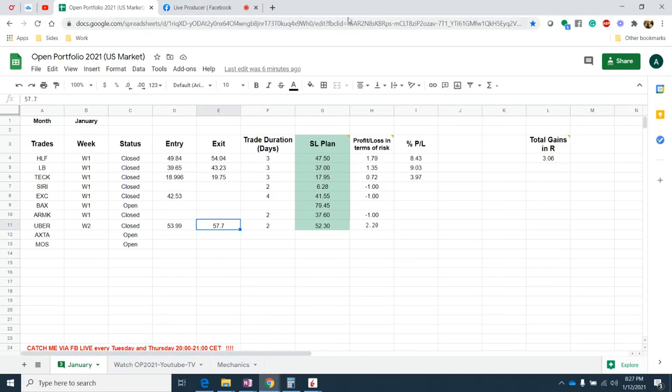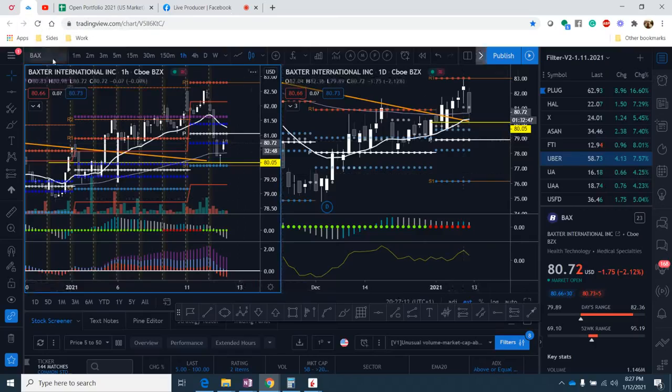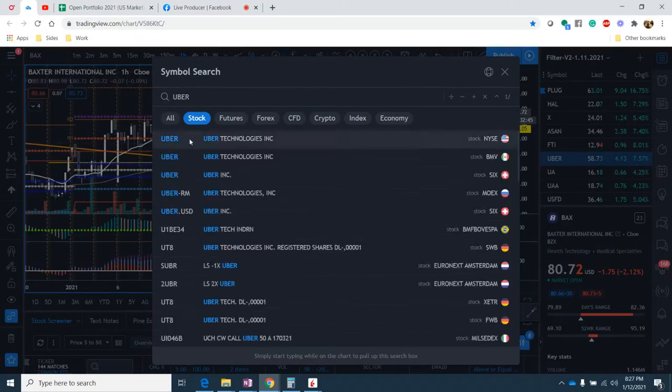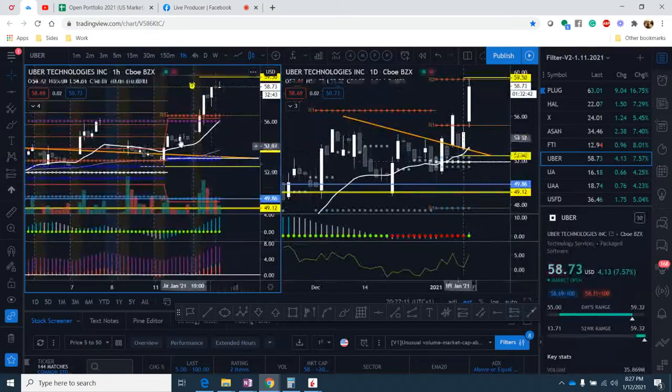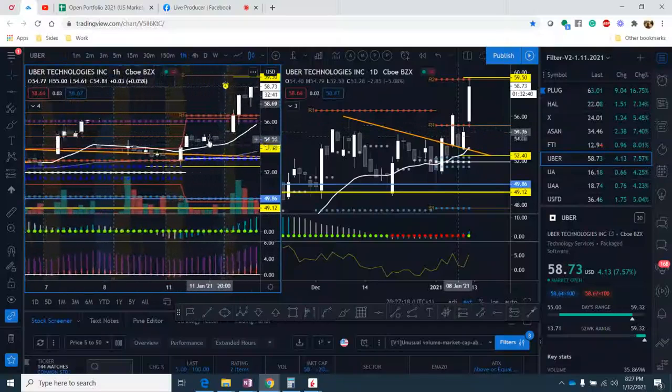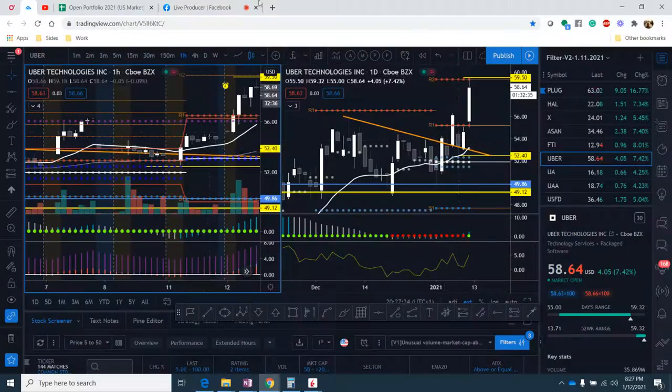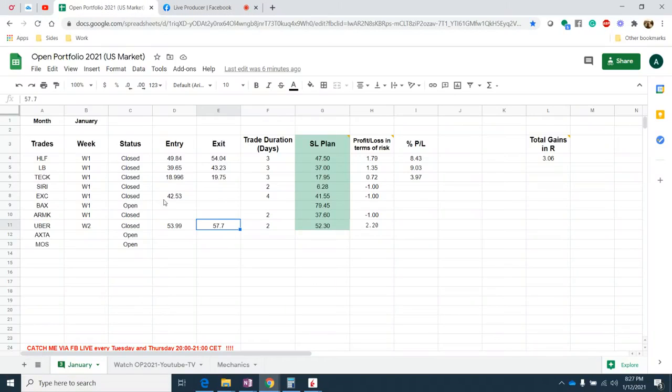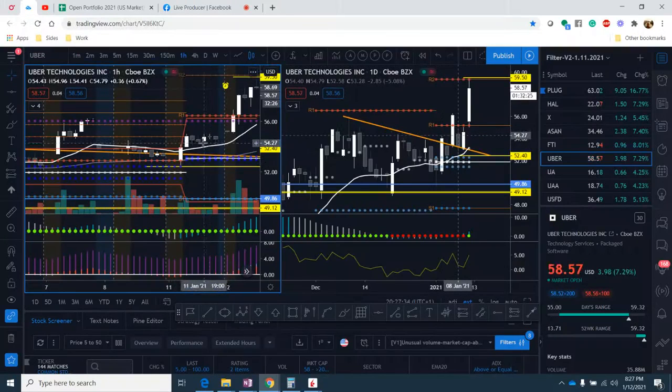I'm going to show you how I traded it and why I exited the stock. So let's check. Yesterday you remember that I entered my trade somewhere here. If we check here, the entry price is 53.99. Okay, so somewhere here.